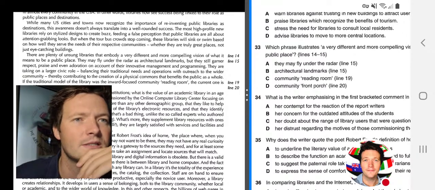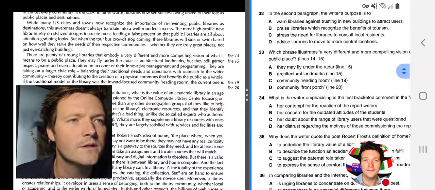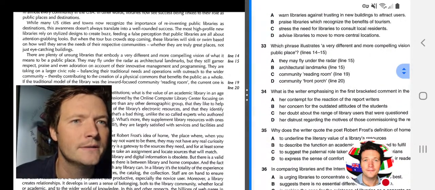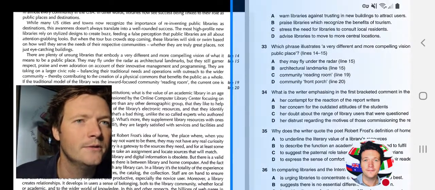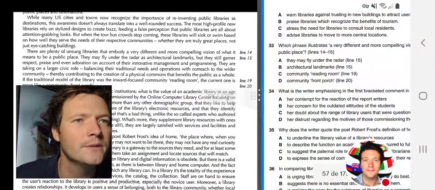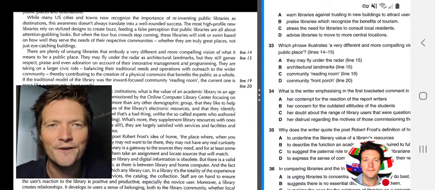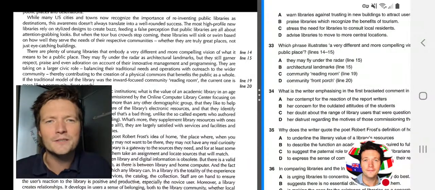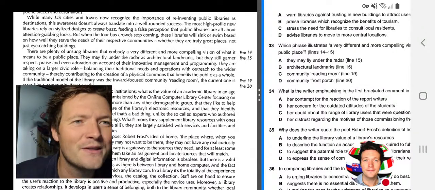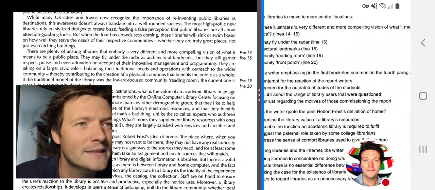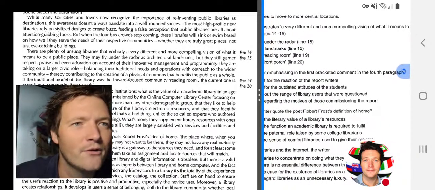All right, 34. Let's look at this. It says in 34, see if you can see that. Can't really see the whole question, can we? Hang on. Let me scoot over there a little bit. Oh, it disappears when I do that. Why, Samsung? Who wants this feature on their phone? I like it when I expand it a bit for everything to disappear. Anyway, 34. What is the writer emphasizing in the first bracketed comment in the fourth paragraph?